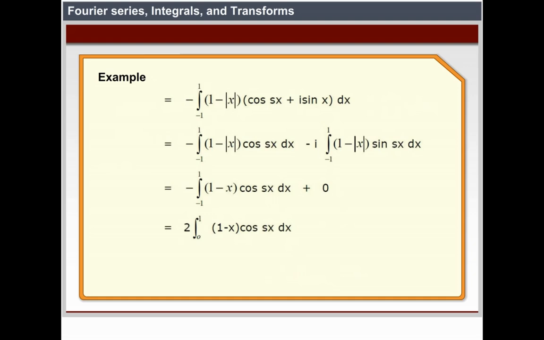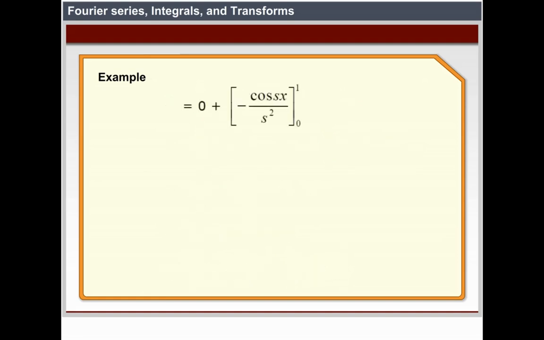After that, we use the u dv formula, uv minus the integral of v du. This equals 2 times [(1 - x) sin sx / s with limits 0 to 1, plus the integral from 0 to 1 of sin sx / s dx], which equals 0 plus [-cos sx / s^2] with limits 0 to 1, which is (1 - cos s) / s^2. We get this result after integrating and applying the limits.